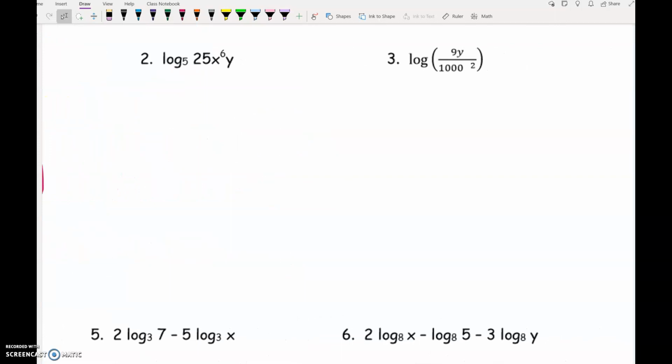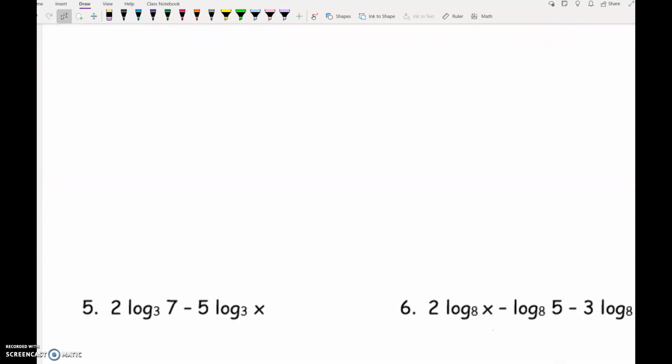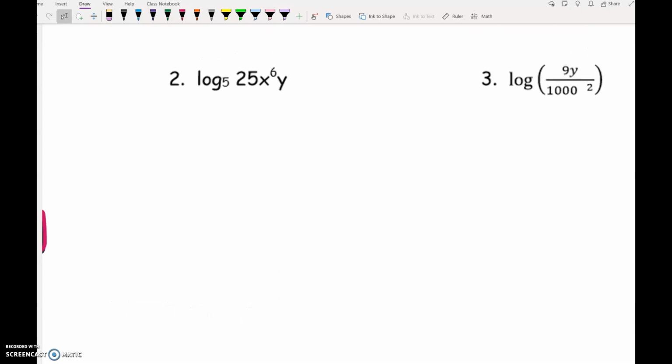Number 2, do we want to do the long way or the shorter way? Shorter way? Ooh, I lost number 2.